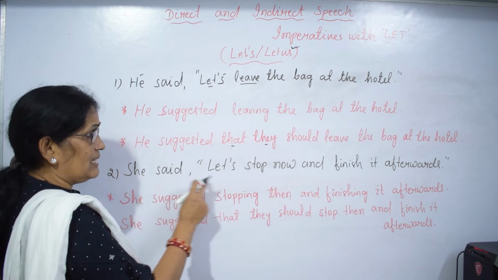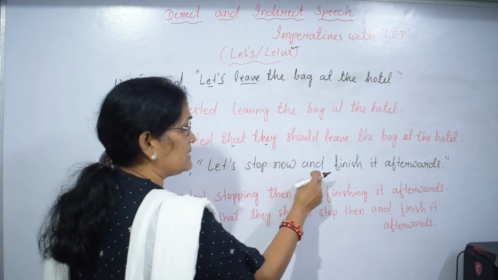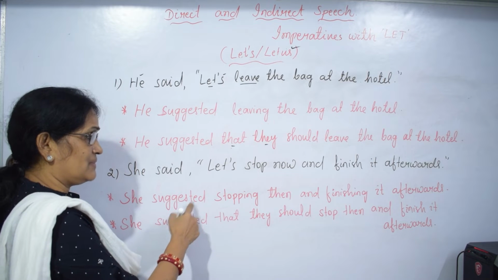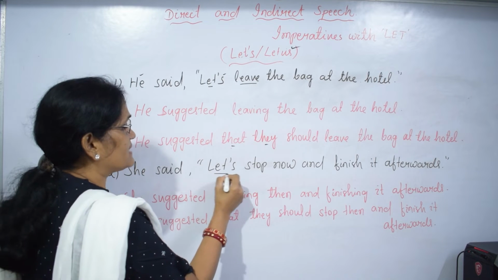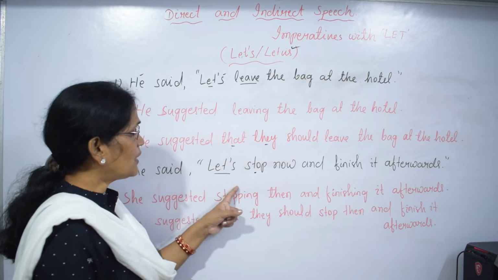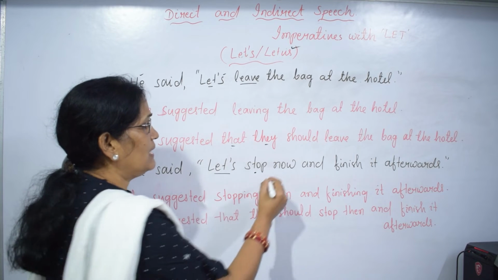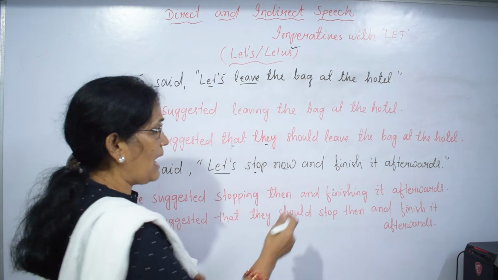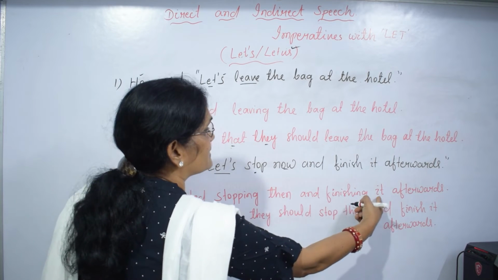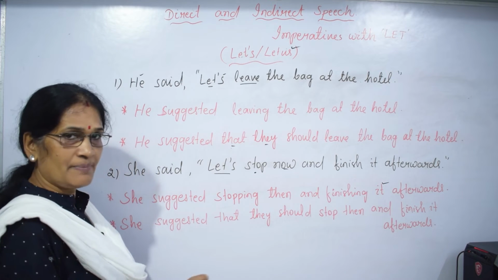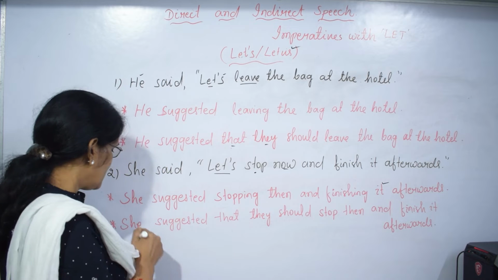She said, let's stop now and finish it afterwards. She suggested stopping. Leave let's, and start from the verb stopping, ing form. Now will be then, right? Stopping then and finishing it afterwards. This is a third person pronoun, it will not be changed in indirect speech.